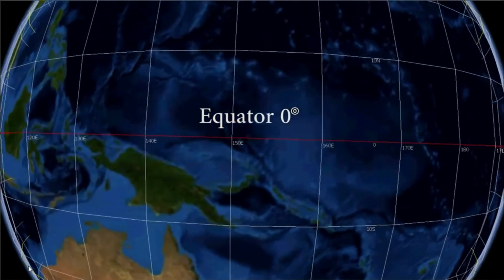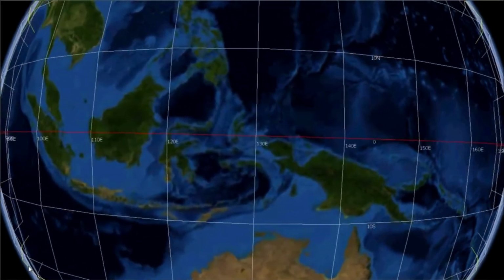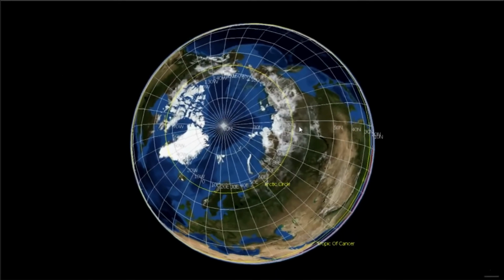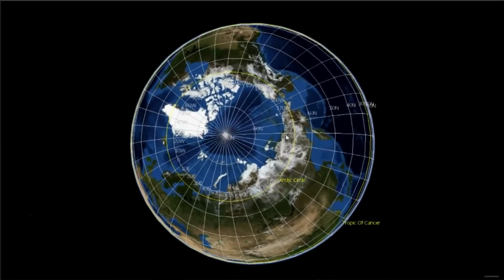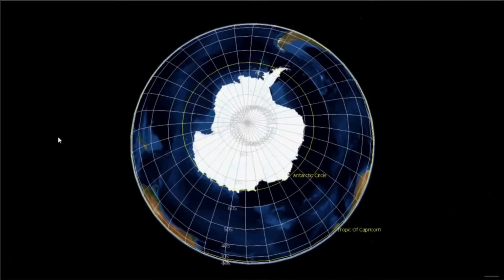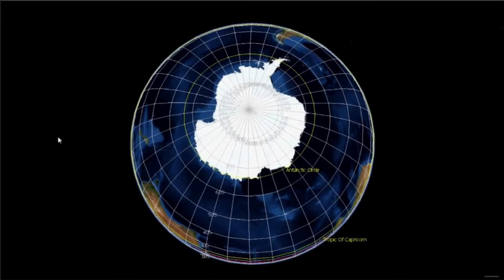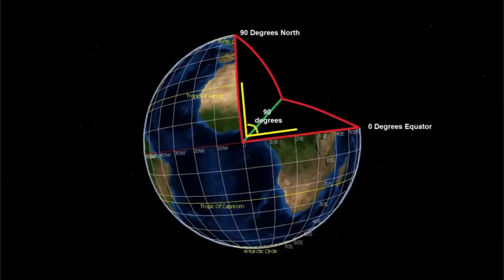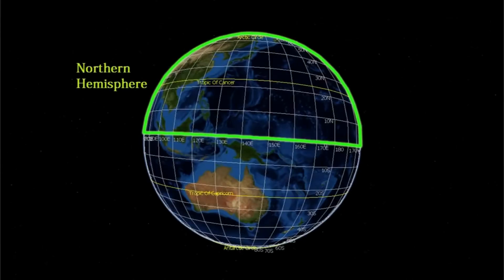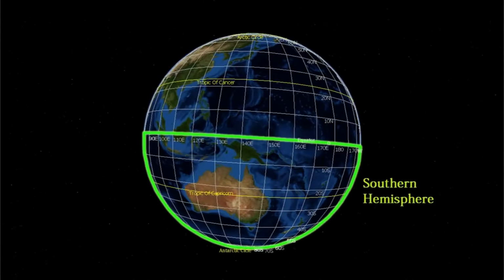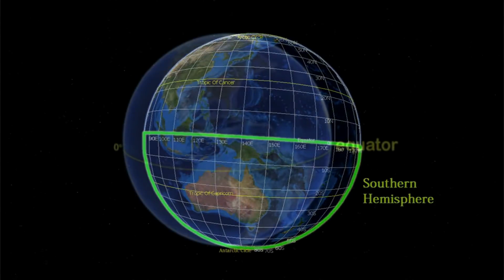The equator lies at 0 degrees, halfway between the North and the South Pole. 90 degrees latitude north of the equator is the North Pole. 90 degrees south of the equator is the South Pole. Please note the poles are at 90 degrees from the equator. North of the equator is called the northern hemisphere. South of the equator is called the southern hemisphere.